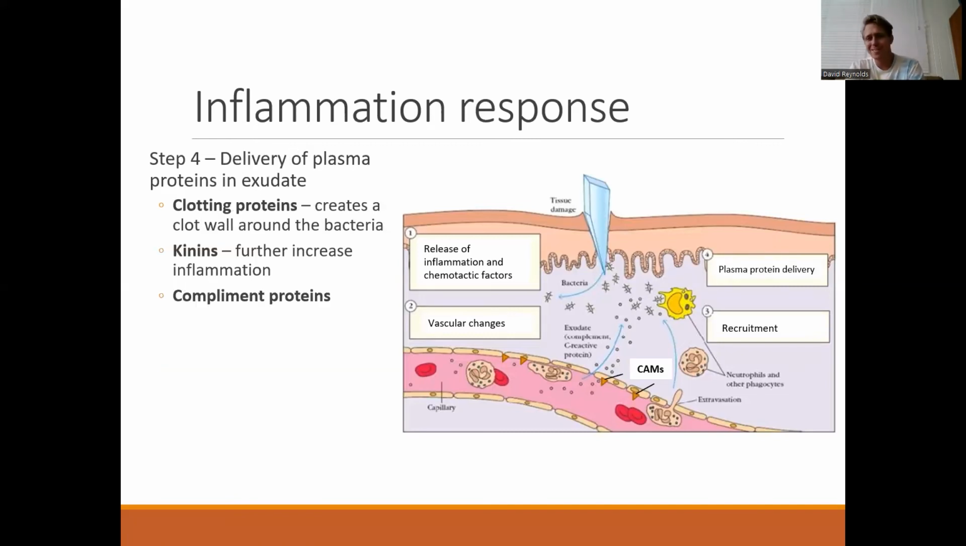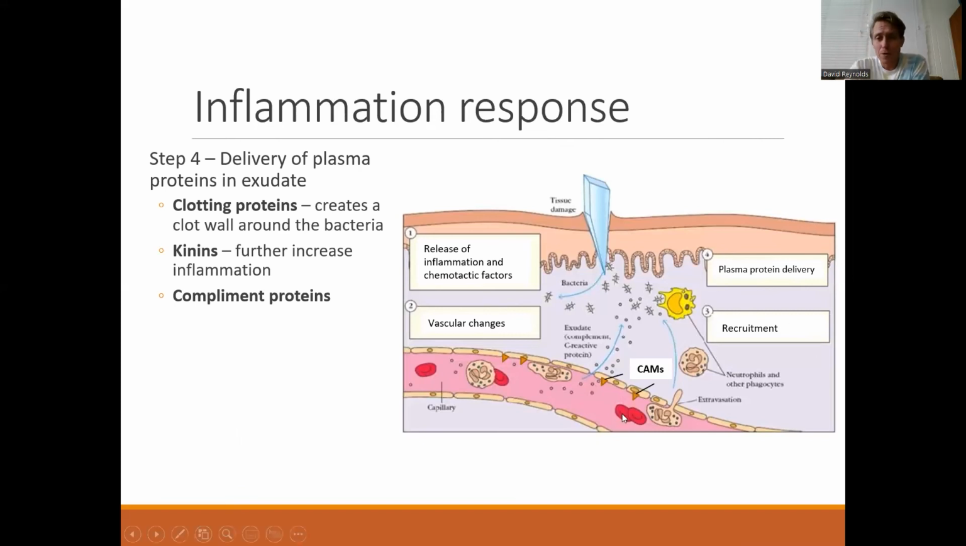And then finally, step 4 is not really happening after steps 1 through 3. This is happening during the same time, but it's an alternate process that's going on at the same time that these white blood cells are being recruited. So we're also delivering plasma proteins in our exudate as this is all happening. And some of these plasma proteins we already talked about, like your complement proteins. So if the complement proteins come in, they're going to do a lot of the things that we say complement proteins can do.